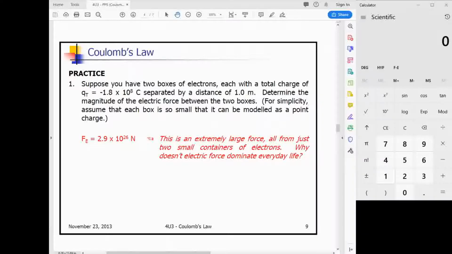So this first question says, suppose we have two boxes of electrons. The total charge is negative 1.8 times 10 to the 8 coulombs, and they are separated by a distance of 1 meter. We're asked to determine the magnitude of the electric force between the boxes. So we're going to say these boxes are point charges, and these charges are negative 1.8 times 10 to the power of 8. Notice that they are negative, so this would be two like charges. And I guess we'll switch over to the paper here so that I can write this out.